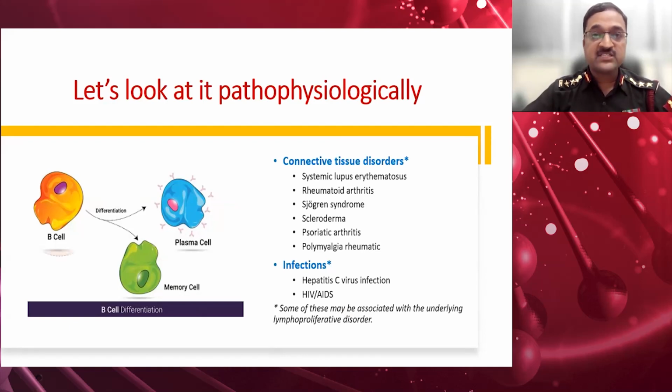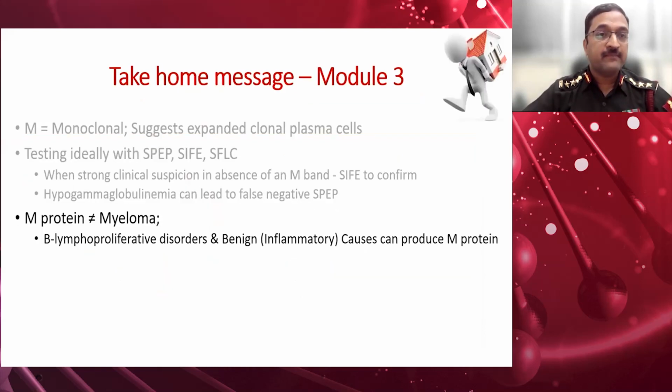Now, coming next after this would be that an M protein does not always mean myeloma. You can have B lymphoproliferative disorders or benign inflammatory causes which can produce an M protein. So that's the end of the take-home message from module number 3.